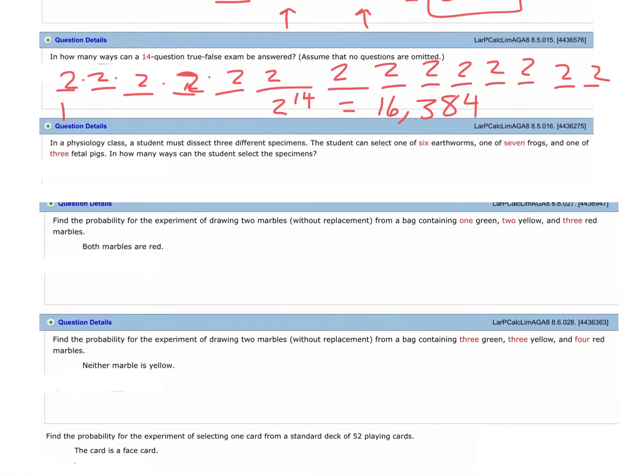All right. In a psychology class, a student must dissect 3 different specimens. The student can select one of 6 earthworms, one of 7 frogs, one of 3 fetal pigs, and how many ways can the student select the specimen? So this is just like the first 2 on this page. So we have 3 different things that we're dissecting. What's going to go in our first spot?